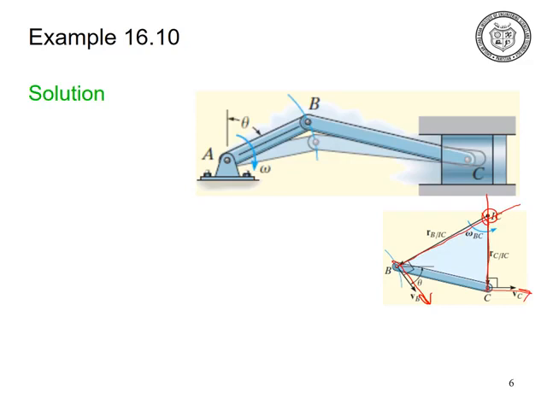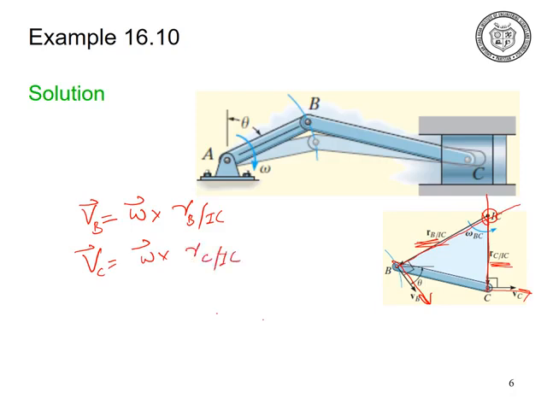From the instantaneous center of zero velocity, we can draw the position vectors to particle B and particle C. The position vector of particle C is RC with respect to IC, and the position vector of particle B is RB with respect to IC. So how can we find the velocity of particle B? The velocity of particle B will be equal to omega cross RB with respect to IC, and similarly the velocity of particle C will be omega cross RC with respect to IC. Remember that the angular velocity is independent of the reference point.